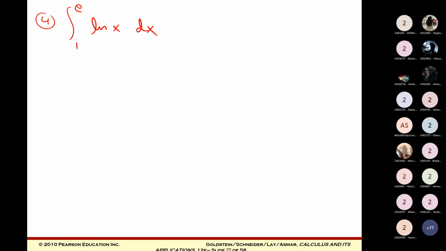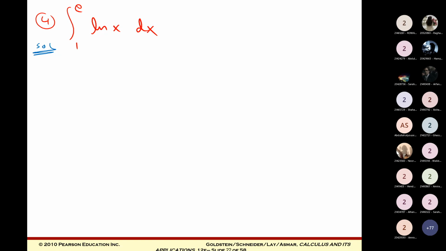If we have a definite integration like this, to solve the definite integration, firstly find the final result of the integration. After that, substitute the e and 1. Okay?